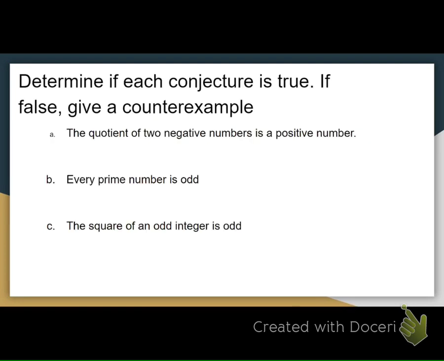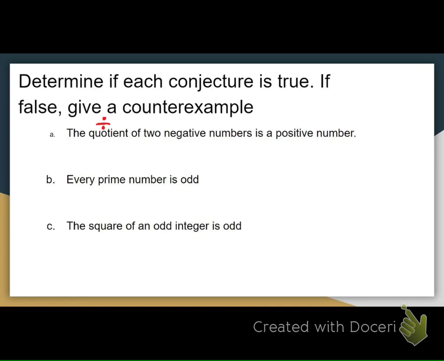In the section that says, determine if each conjecture is true. If false, give a counterexample. What does the word quotient mean? I heard somebody say it, division, yes. So if you remember, quotient means division. Put a little division symbol above it. So the quotient of 2 negative numbers is always a positive number. So we believe it's true. So to show it, we're going to do at least 3 examples, okay?